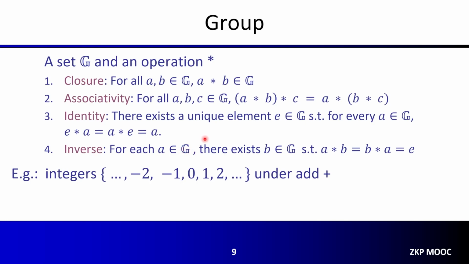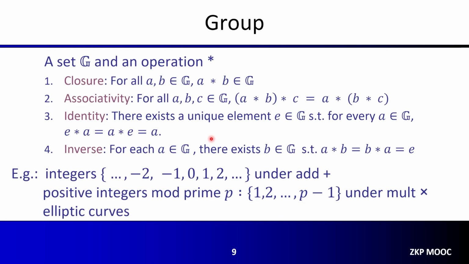However, the groups we use in cryptography are quite different. For example, a common group we use is positive integers modulo a prime number p under multiplication. And the set is 1, 2, 3, all the way to p minus 1. And this is a finite set. And you can check that it actually satisfies all these four properties and thus forms a multiplicative group. Another common group we use is defined by elliptic curves, but I'm not going to go into details in this lecture. And I will mainly use this example of a multiplicative group modulo p in this lecture.